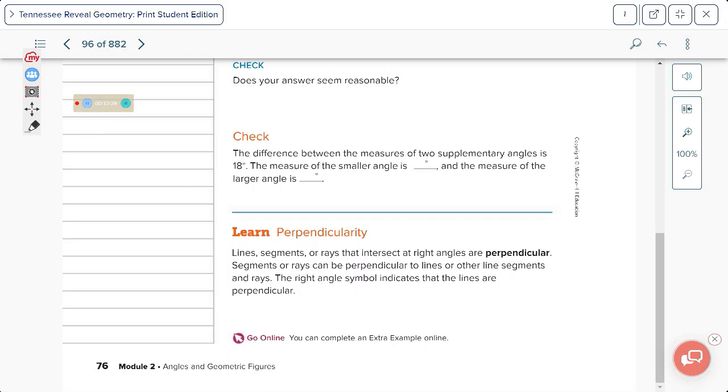All right, so that being said, guys, go ahead and try the check. See if you can solve it on your own before I show you the answer. So you might want to pause this video right now, but you're still using the same rules, okay?